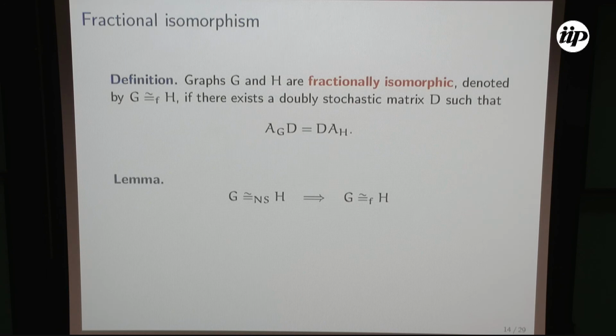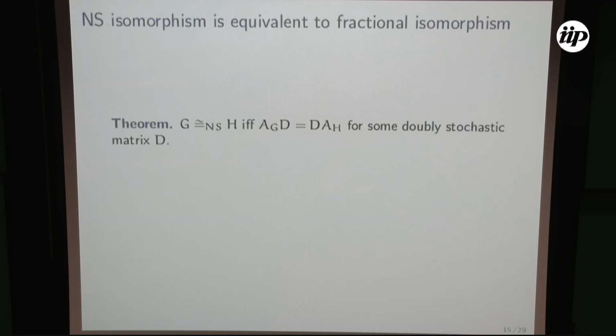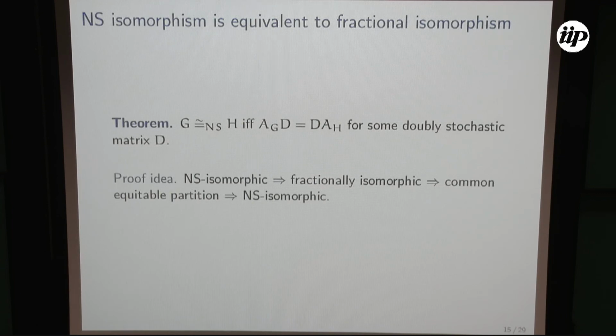You can show the converse as well, so that whenever your two graphs are fractionally isomorphic, you can also find a non-signaling strategy. And in order to do that, we need to use a very nice theorem by Ramana, Scheinerman, and Ullman, which characterizes this fractional isomorphism in terms of some very structured partition of vertices of the two graphs. Okay, but as a result, we get this theorem that says non-signaling isomorphism and fractional isomorphism are the same thing. And we roughly saw how the proof goes already.